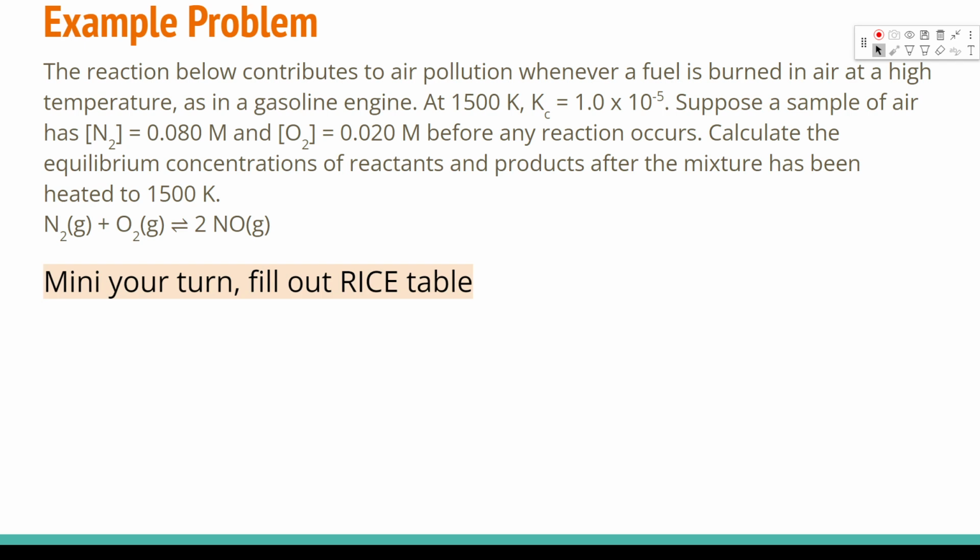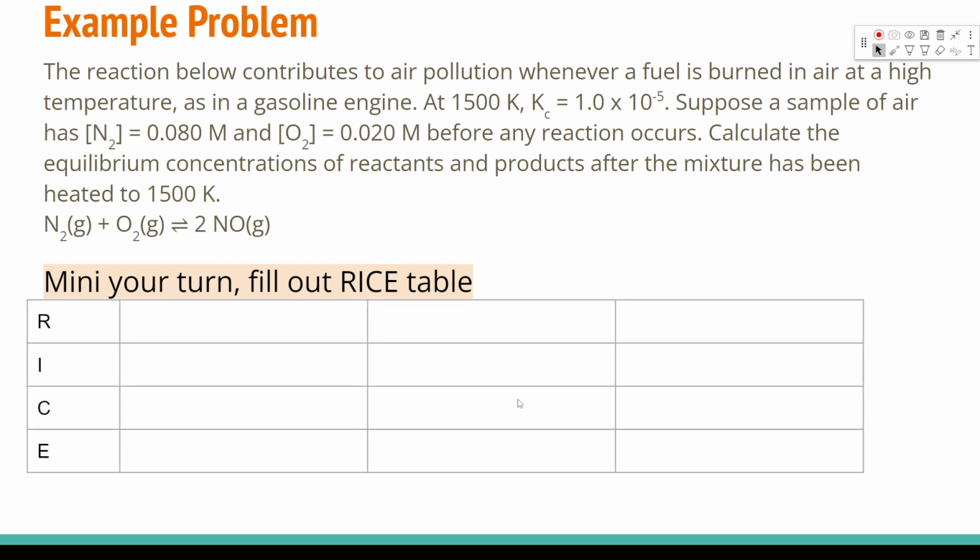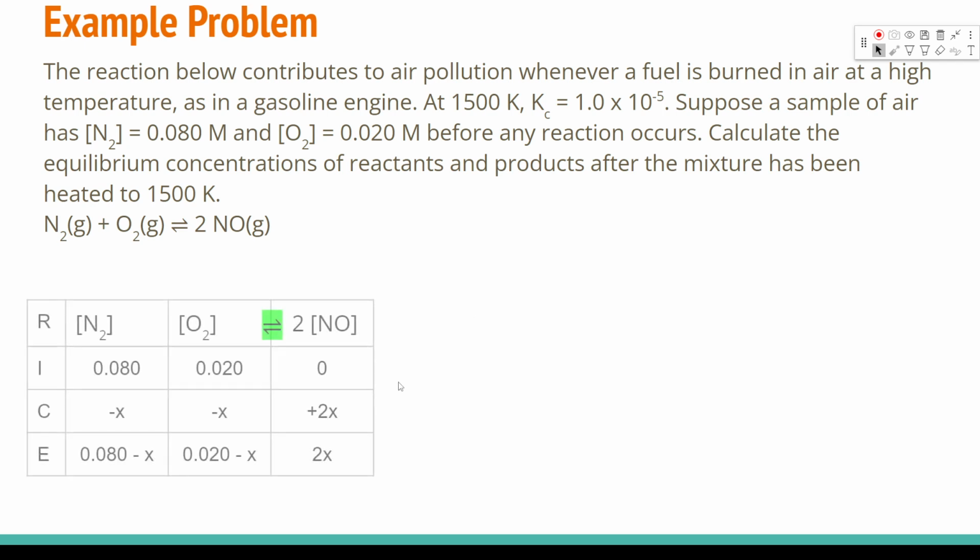Okay, ready for that rice table? You ready? Here it is. I squished it because of notes, and so let's talk about the things that I put on here, just in case you're like, where'd these values come from? And so suppose a sample of air has that and that before any reaction occurs. So since it's before, it's the initial. So I have my initial N2, my initial O2. Cool. It did not mention NO, so we're going to assume it's starting at nothing.